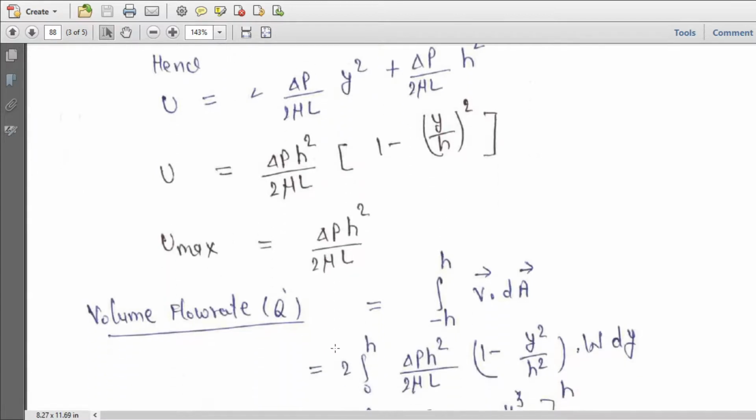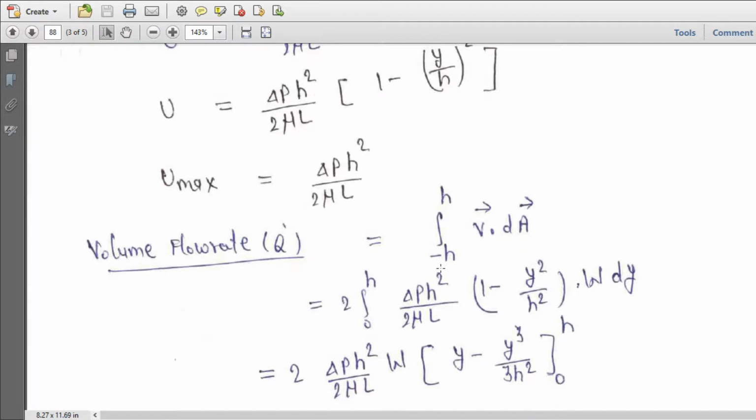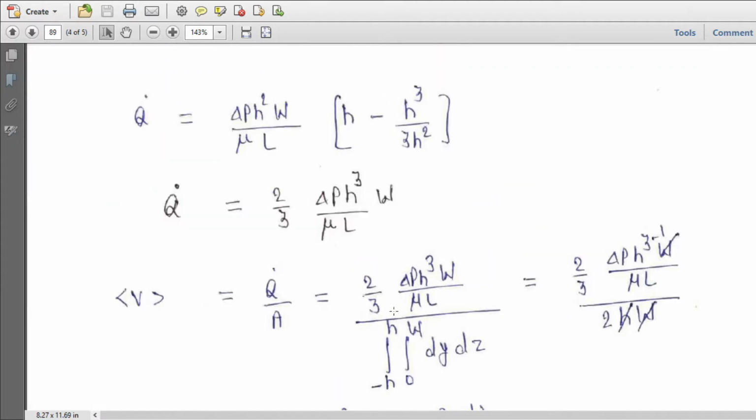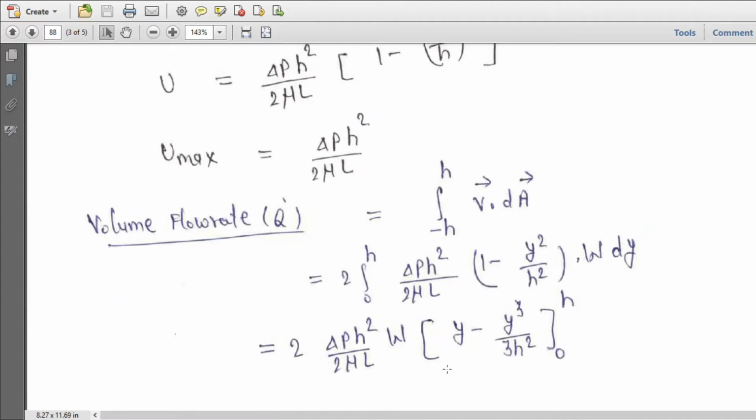Then for the volumetric flow rate, integrate over the entire cross sectional area: minus h to h, u into dA, and z from 0 to w. The 0 to w term is the one missing here. So you can integrate: from 0 to h, so it's twice. For the dz term you get w, so w into dy. Once you integrate, you will get this term.